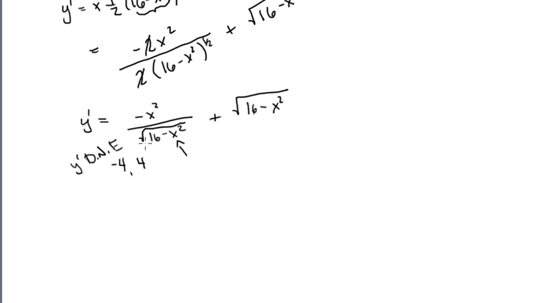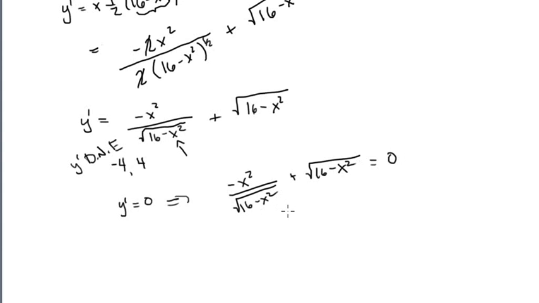Okay, so what else? Well, wherever y prime is equal to 0 gives critical points as well. And that will be wherever negative x squared over the square root of 16 minus x squared plus the square root of 16 minus x squared equals 0.